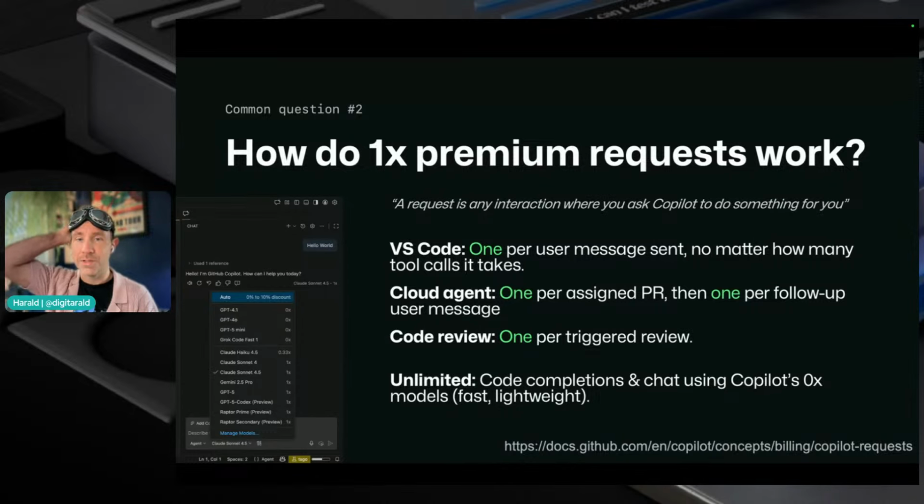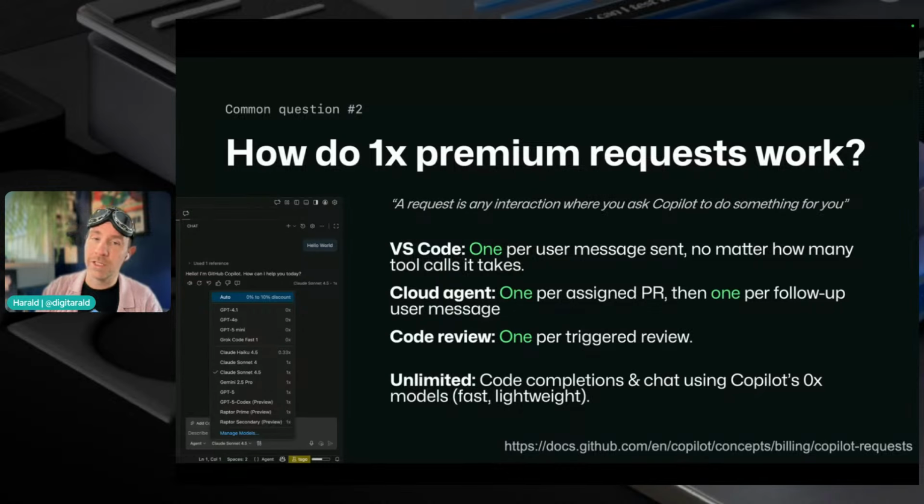The other common question I was meant to answer, as I asked for what should be in this presentation, was how premium requests work. On a high level, a request is any interaction where you ask Copilot to do something for you. It's always about the user message being sent and the agent answering and running multiple tools. For VS Code, it means when you send one user message to the agent, no matter how many tool calls it takes to get you an answer, that's one premium message.